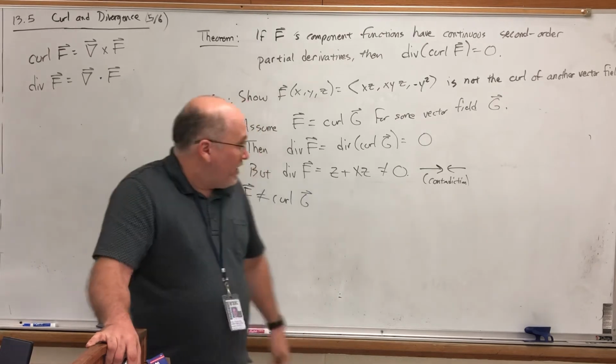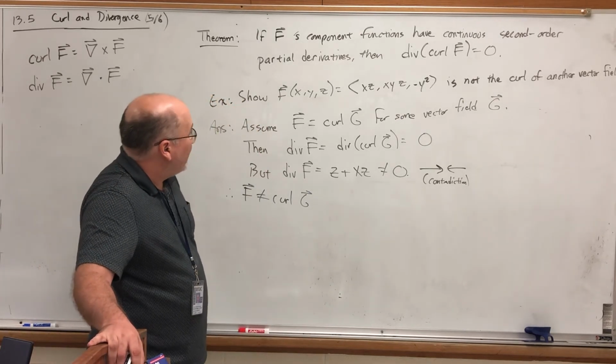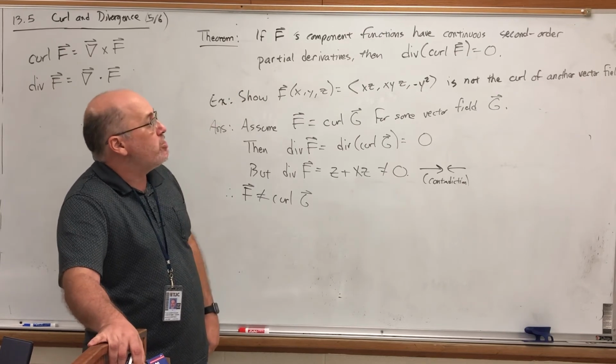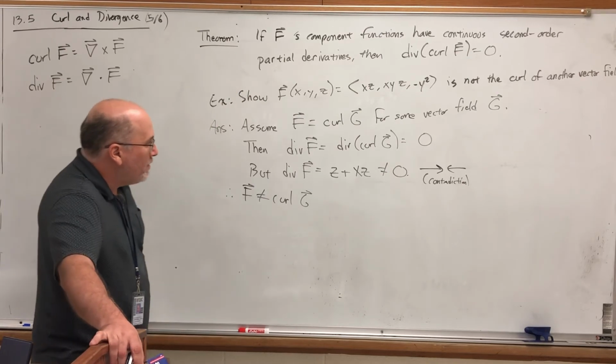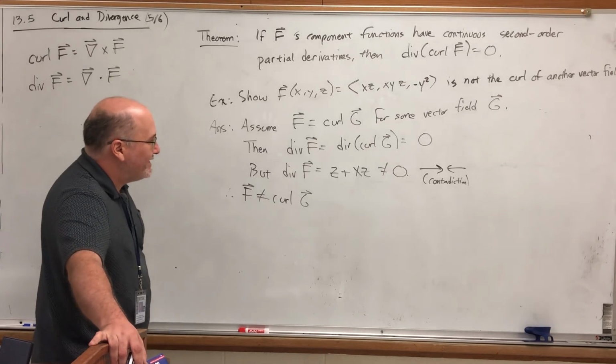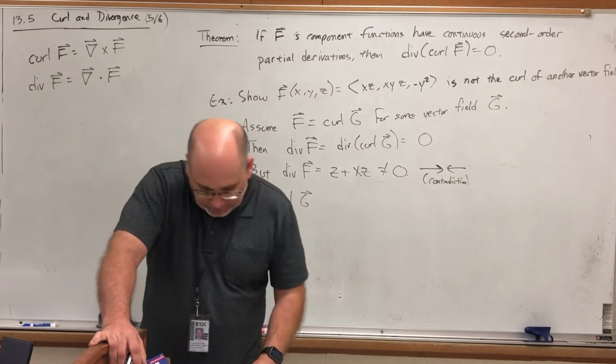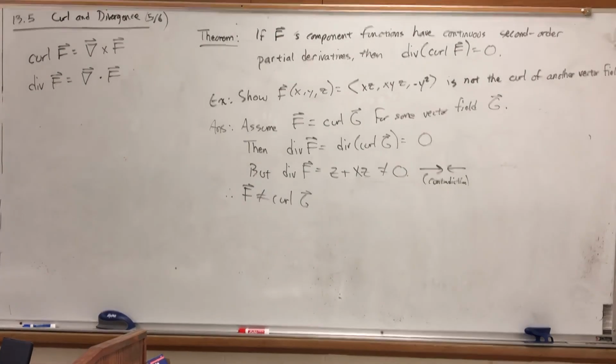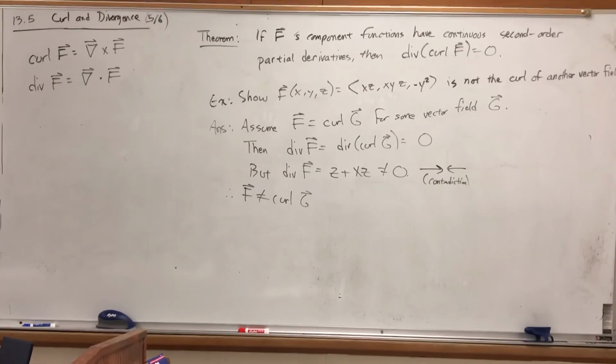All right, so not a whole lot going on there, besides the fact that with this theorem, we can show that some vector fields are not curls of others by showing that their divergence isn't identically 0. That's pretty short. One more video. The last video is more comment than let's do stuff, so it'll be short also.